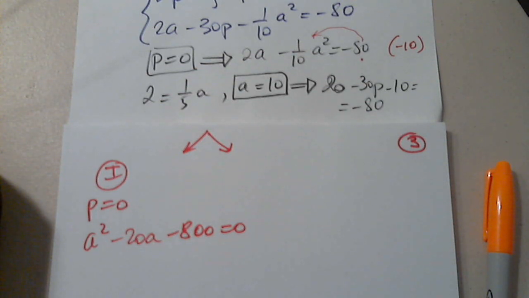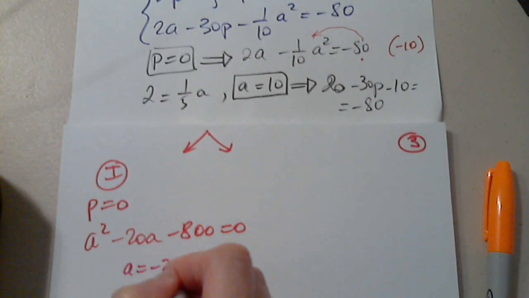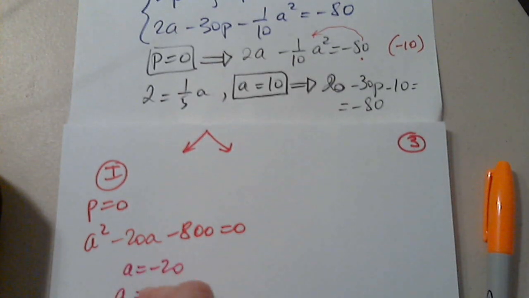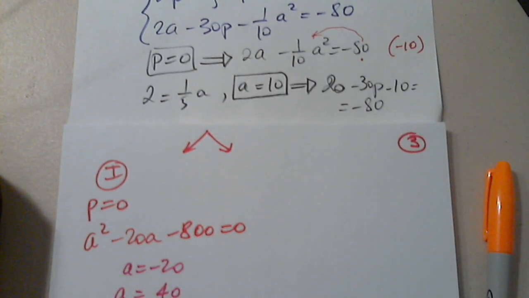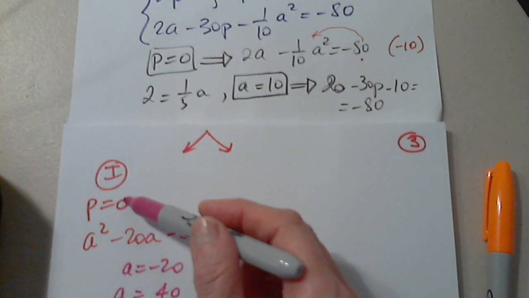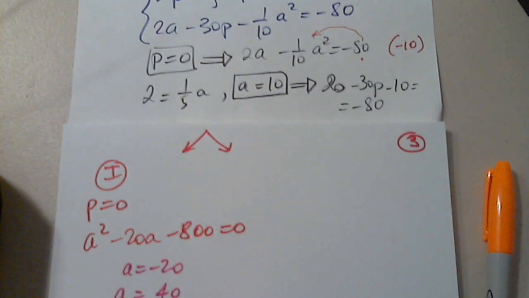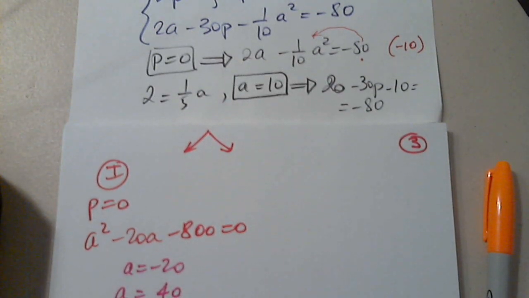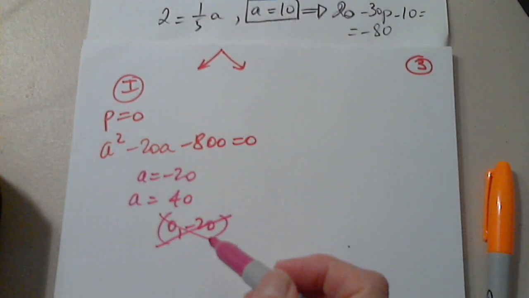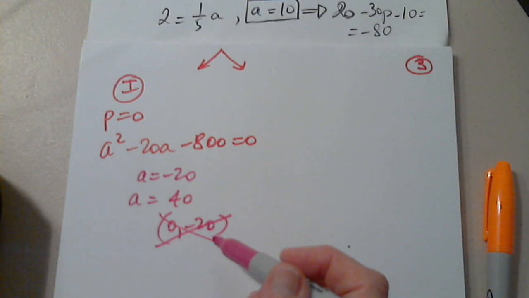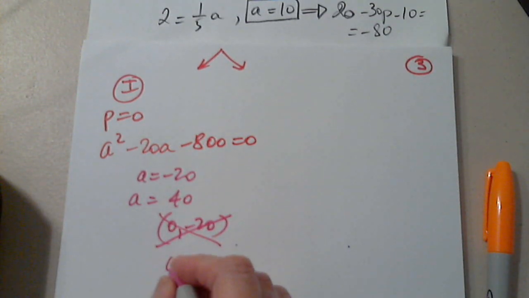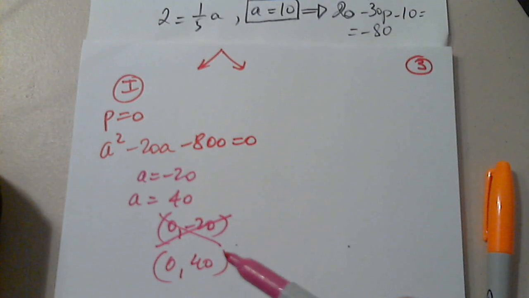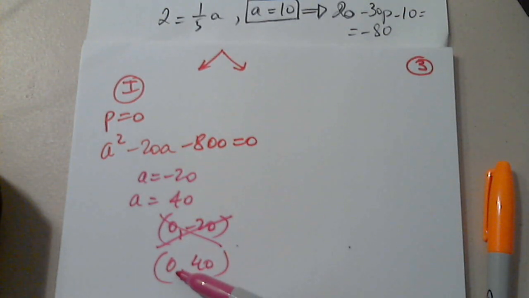So, we got that A equals negative 20. And we got that another A equals 40. Okay. So for now here we have P equals 0, so 0 comma negative 20, which is not possible. I cannot spend negative 20 million on advertising. And the other option is 0 comma 40. The price cannot really be $0 per unit.